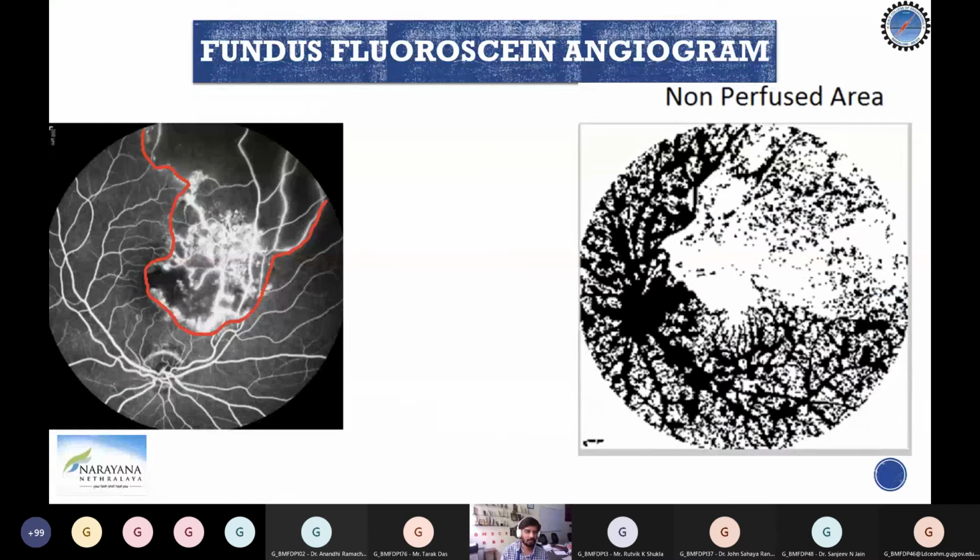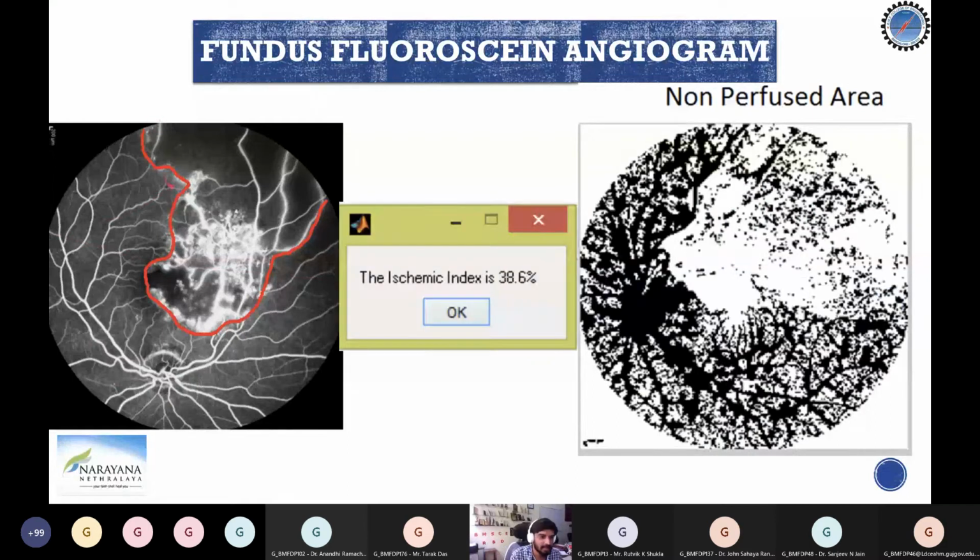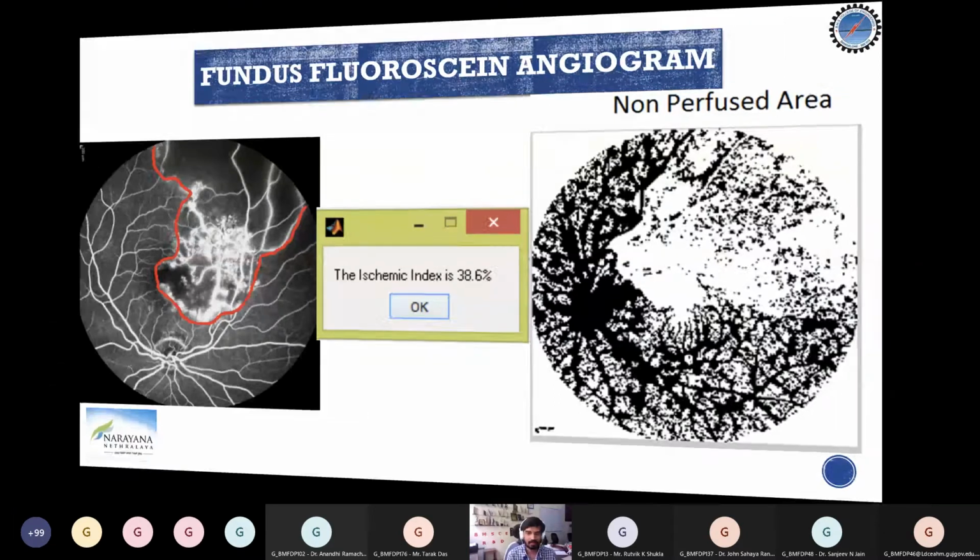This is again one more. If you see the left part of the eye, you can see this red part. This one is actually deoxygenated, which means a non-perfused area. There is less supply of oxygen here or no supply of oxygen. The oxygen supply to this part of the eye is gone. So we call it the ischemic area or ischemic index. They wanted to know how much percentage of the eye or the retina is gone, so we came up with an index for that.